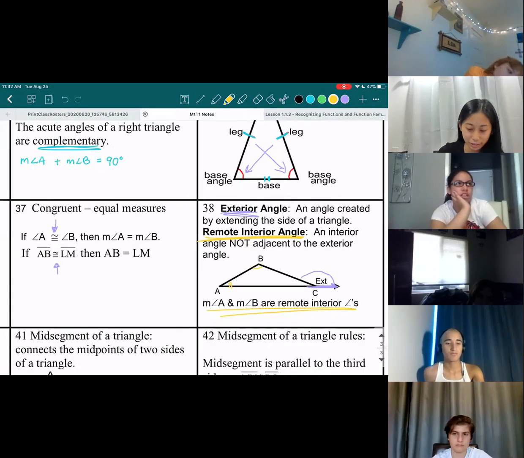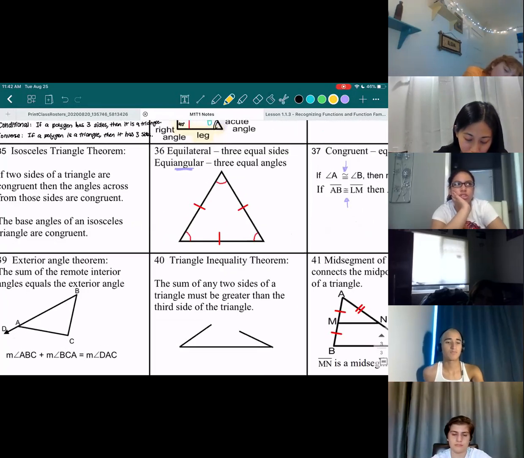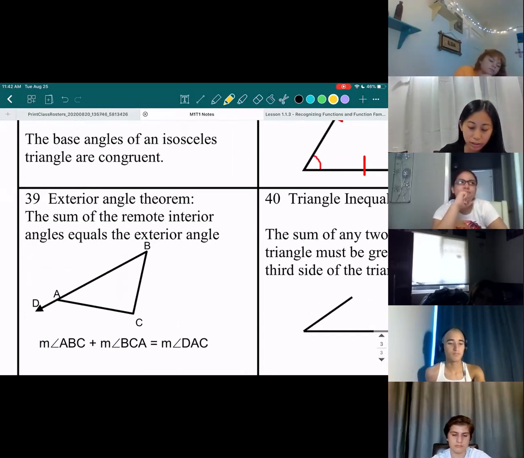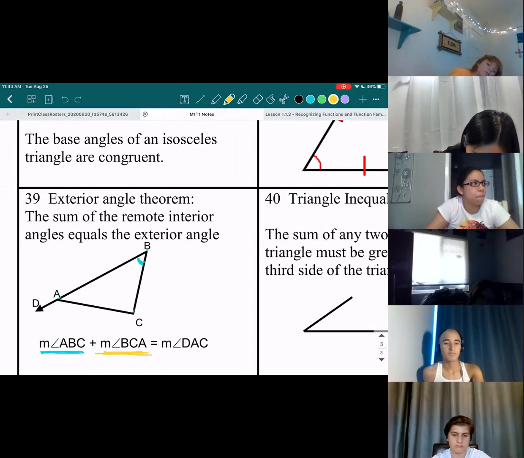Okay, let's go on. Exterior angle theorem. They have another picture so I can zoom in. Box number 39, exterior angle theorem. The sum of the remote interior angles equals the exterior angle. Let me use the measure of angle ABC. That's this angle here, plus the measure of angle BCA, so this one.